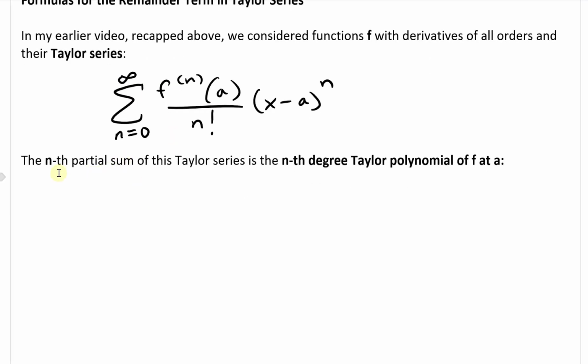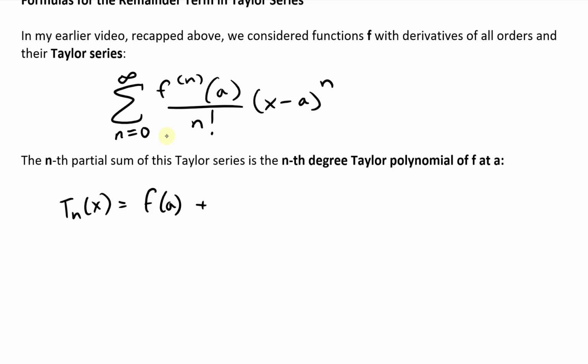Going further, the nth partial sum of this Taylor series is the nth degree Taylor polynomial of f at a, and we could write this as T_n of x. Instead of going to infinity, we go all the way up to n. The first term is the 0th derivative, just f of a, because when we plug in n equals 0, the power of x minus a becomes 1, and 0 factorial is just 1. So that's f of a.